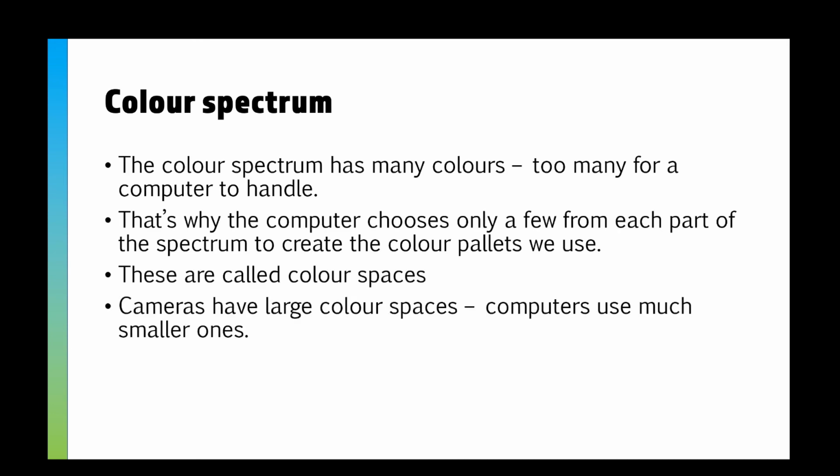Now the colour spectrum, there's millions of colours. Even the human eye can't see every single colour. Same with sound as well. There's just such a wide range that not every creature can see every single colour, and that's why computers have fewer colours than cameras, because the computer chooses a few from each part of the spectrum to create a colour palette, and this is called colour space, whereas a camera has a much larger colour space because you're taking real images using real colour that humans can see, whereas computers have a smaller range because generally we don't really need them or really see them. There's not going to be a case where you're actually going to notice a difference massively.